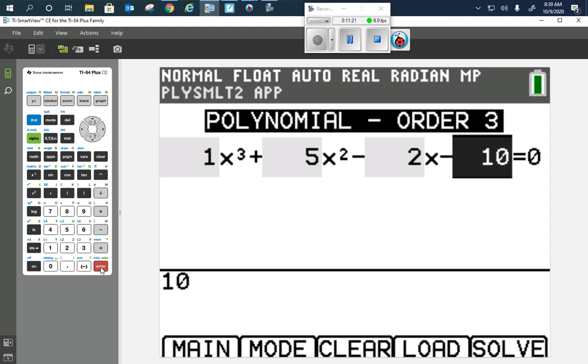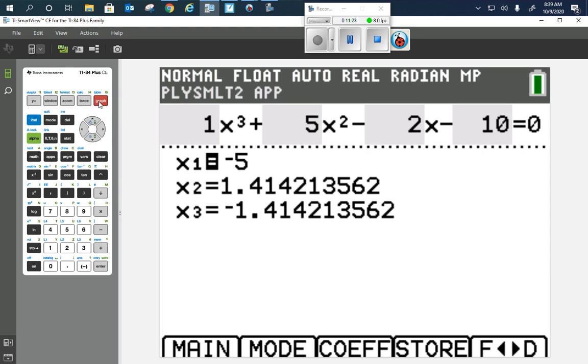Beautiful. All right, so then let's solve it. We're going to hit solve. Now, on number 2, we need to recognize, well, first of all, how many answers is that? 3. Do we expect it to be 3? Yes, because it's cubic, okay?